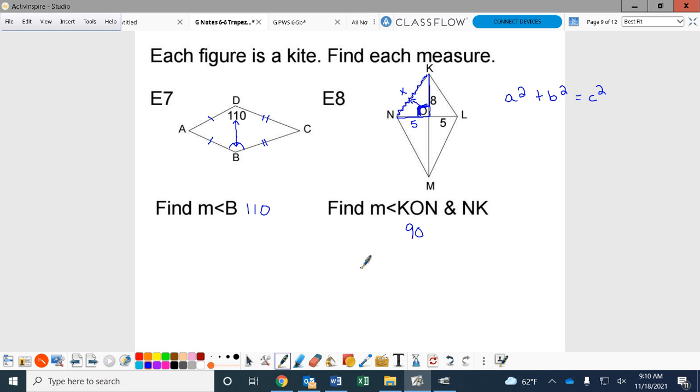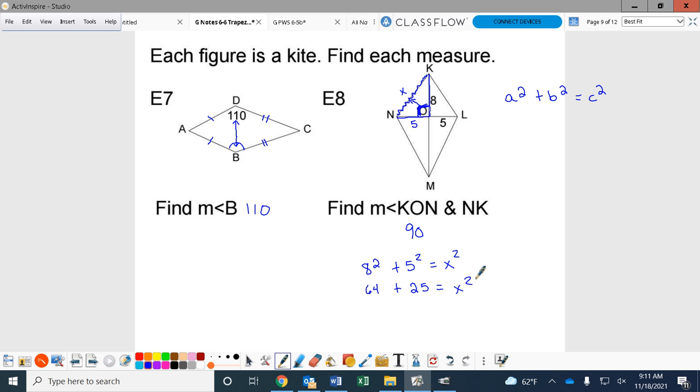So the 5 and the 8 can go in any order. I'll do 8 first just to show you it doesn't matter. It doesn't have to be big, small, small, big. 8 squared plus 5 squared has got to equal x squared. Well, 8 squared is going to be 64. 5 squared is going to be 25. And x squared is going to be x squared.